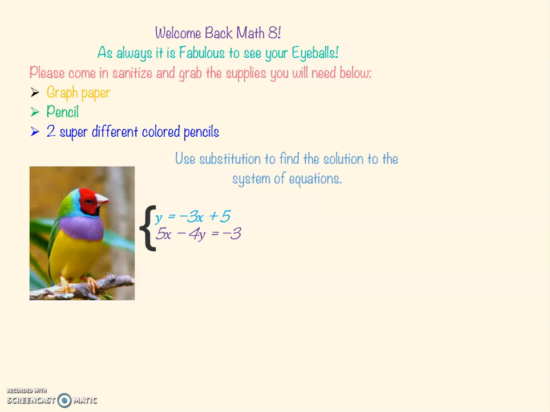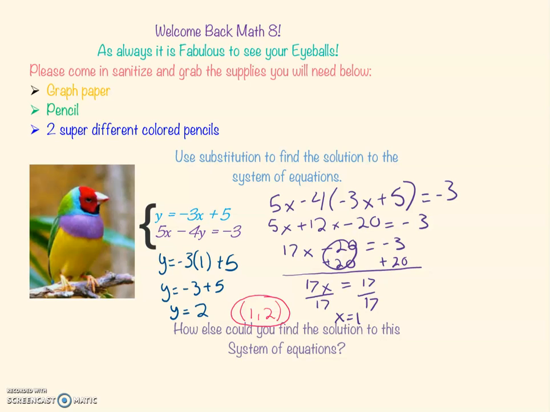Go ahead and get yourself some graph paper, or if you don't have graph paper, any kind of regular paper will be fine. You need a pencil and 2 colored pencils if you've got them. Then I want you to go ahead and try this system of equations below. Remember, way back, like 3 weeks ago, we were working on this. So I want you to give this a shot and use substitution to solve this.